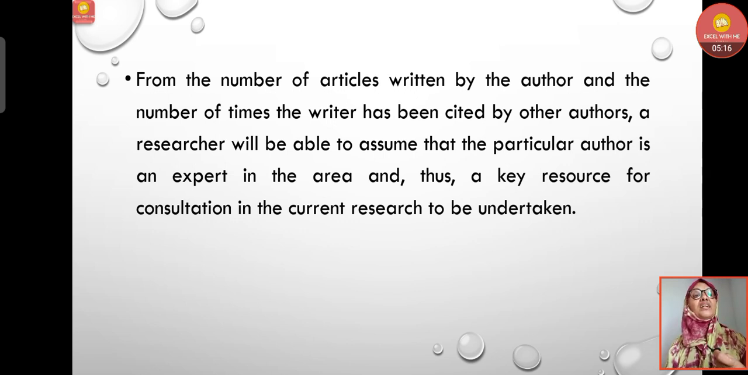From the number of articles written by the author and the number of times the writer has been cited by other authors, a researcher will be able to assume that a particular author is an expert. Obviously, as I told you just now, if he or she has written many articles related to the topic in a particular area, we can be assured that this person is an expert in that topic. Thus, a key resource for consultation in the current research to be undertaken.